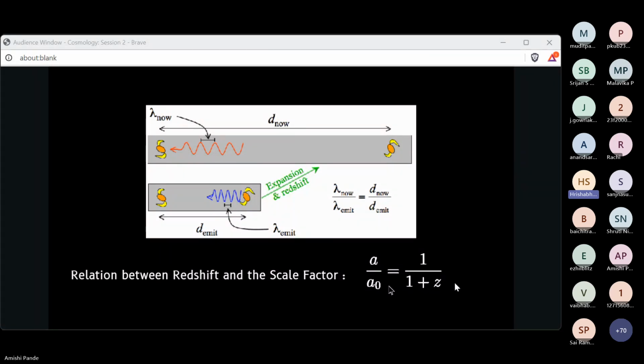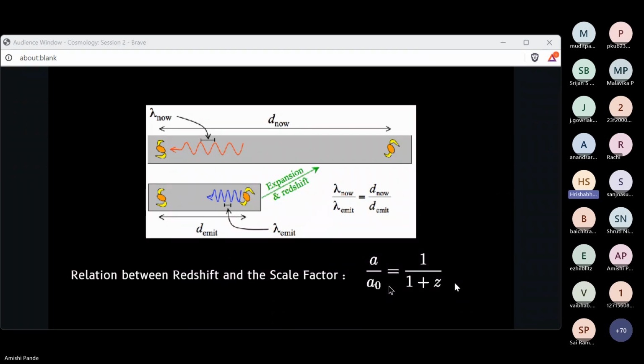Now, scale factor is something that would have determined at what position a particular galaxy is present. Since we have a relation between scale factor and redshift, instead of saying that this particular galaxy is at a scale factor of, let's say, 0.8 or 0.5, we can say this galaxy is at a redshift of 2 or a redshift of 4, right?